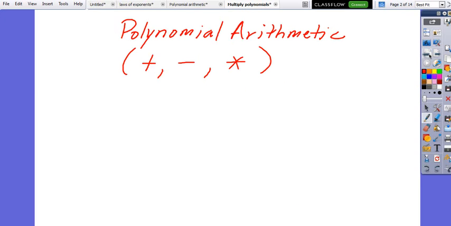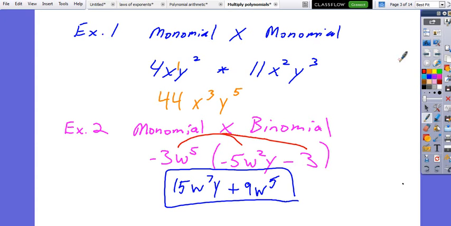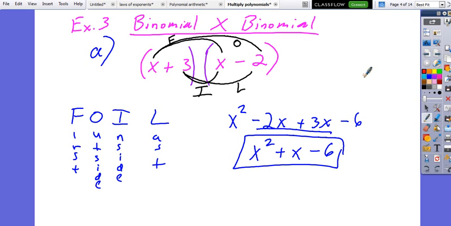Okay, so with the polynomial arithmetic, we've started with multiplication. And we've multiplied monomial by monomial and monomial by binomial. Now let's take a look at a binomial times a binomial.